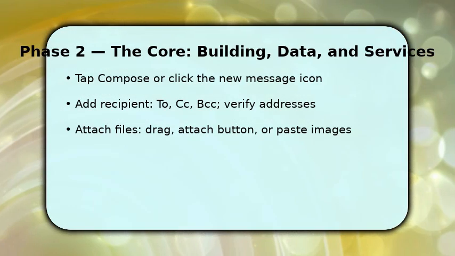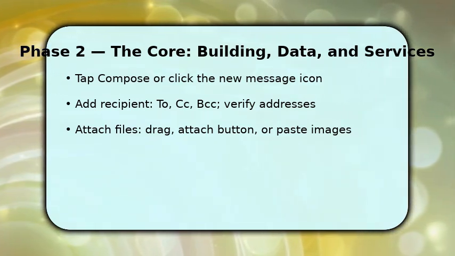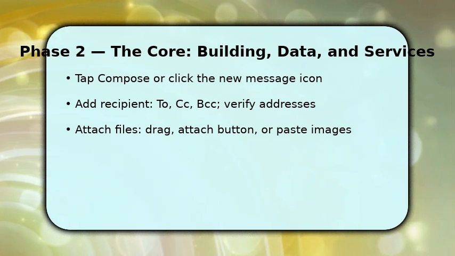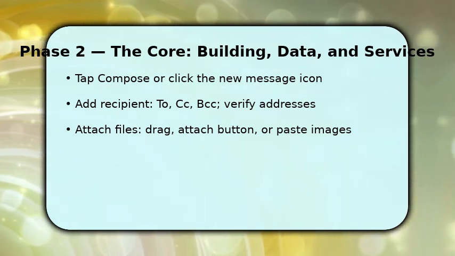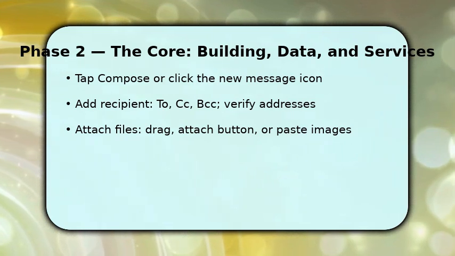You compose by tapping Compose or clicking the new message icon. A blank message opens. Enter recipients into To and use CC or BCC when needed. Check addresses for typos to avoid bounce-backs. Add a clear subject line and type your message.